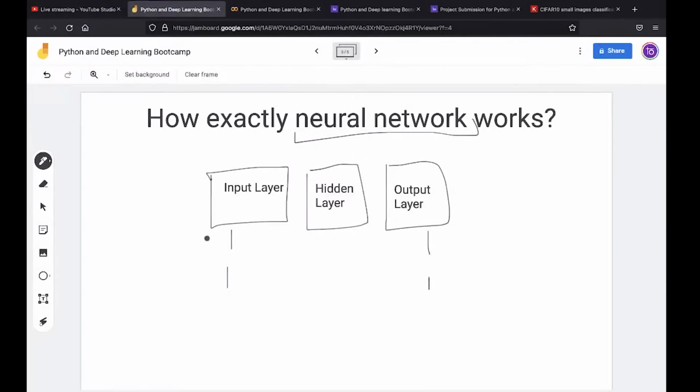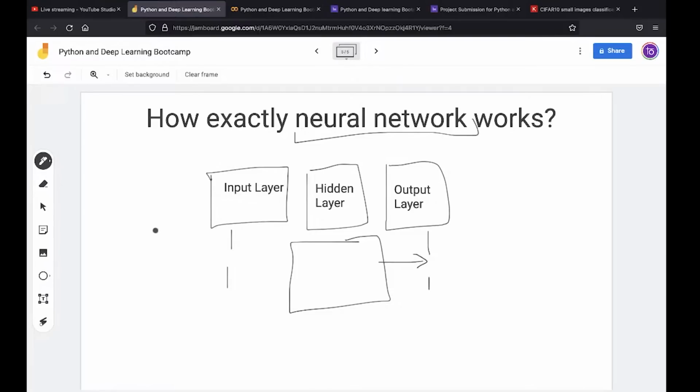So we have an input layer, we have an output layer, and then we have a hidden layer. The input layer is the layer from which you are going to pass the information to the hidden layer. Hidden layers are the layers where the operation and the computation will happen. The hidden layer is where all the computation will happen, and then it will give you the output that yes, this is the output.